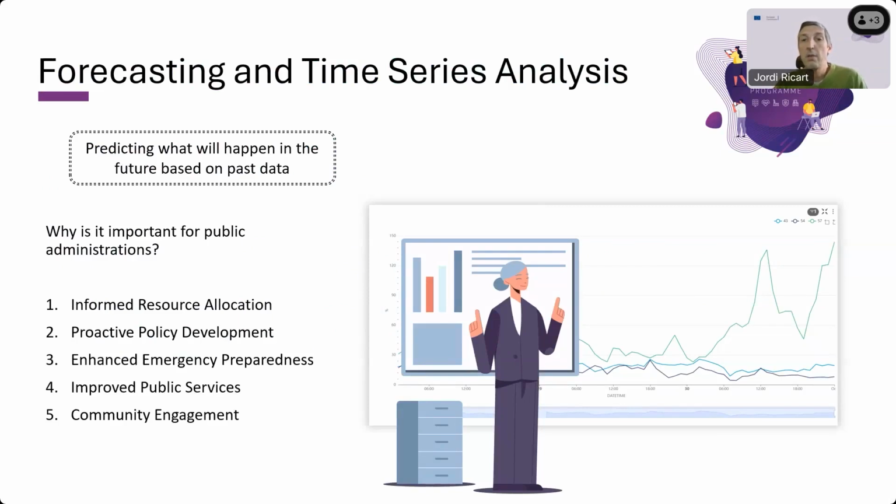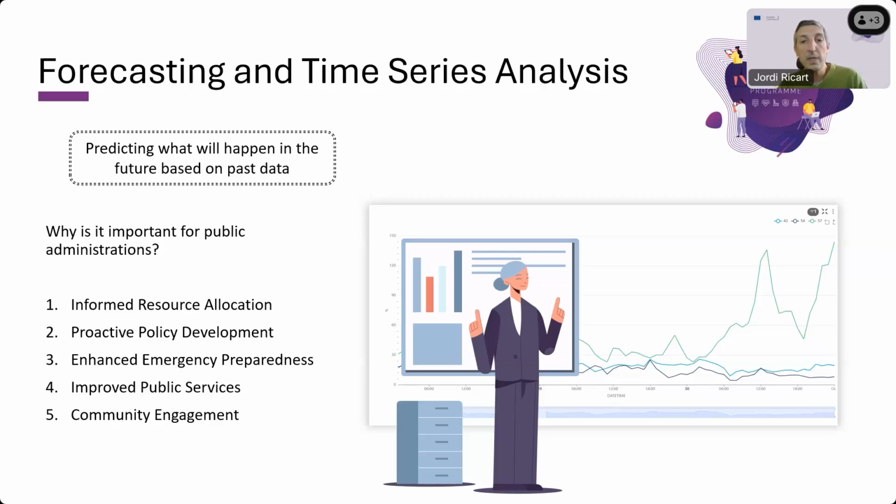Now, why is forecasting so important, especially for public administrations? Well, here are a few key reasons. In the first place, informed resource allocation. By predicting future needs, public administrations can allocate resources more effectively. For instance, if we know traffic is going to spike during certain hours, cities can schedule road maintenance or adjust public transport accordingly to better serve their residents.